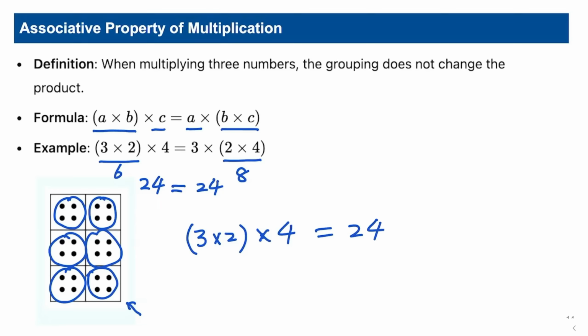Or we can count in a different way. We count how many dots in each row. That's going to be 2 squares times 4 dots. And then we have 3 rows. So 24 dots in total. Multiplication is associative.